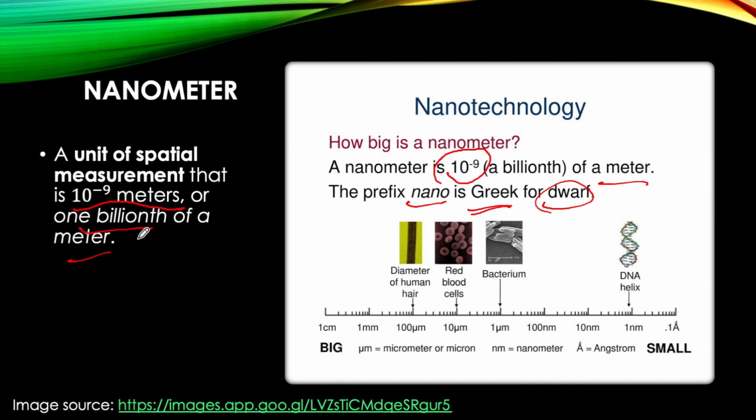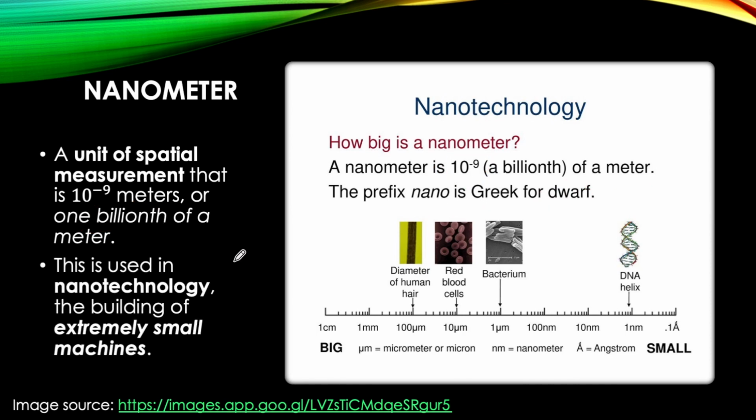Okay, so again, our fingernails are growing 1 nanometer per second, which we cannot see with the naked eye. That's how small 1 nanometer is. This is used in nanotechnology. Obviously, from the word itself, it's the building of extremely small machines.